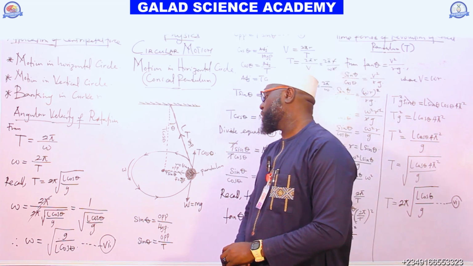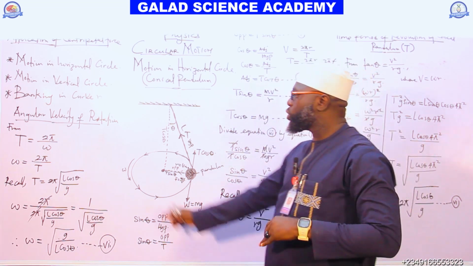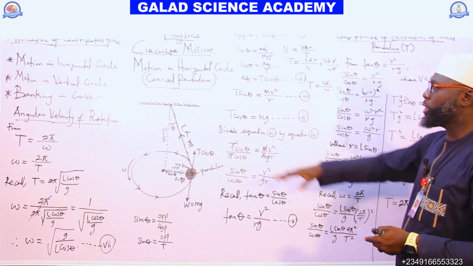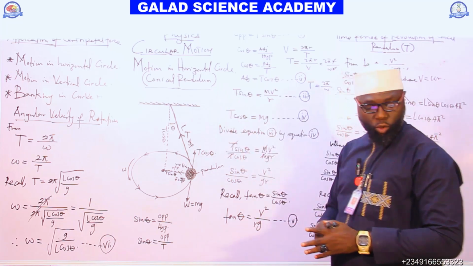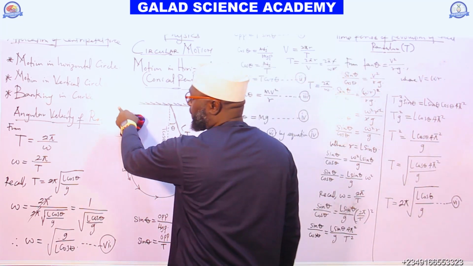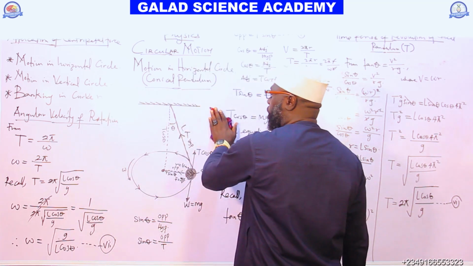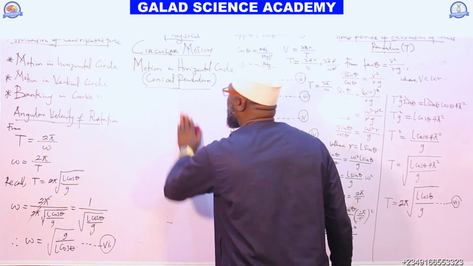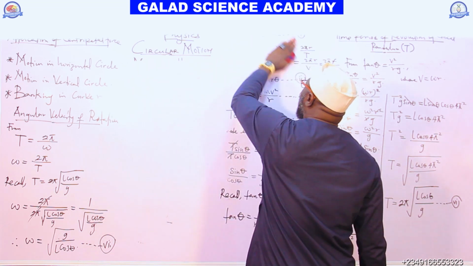So the next thing now is let us solve 2 or more questions under conical pendulum, before we move to banking curve road and vertical motion.